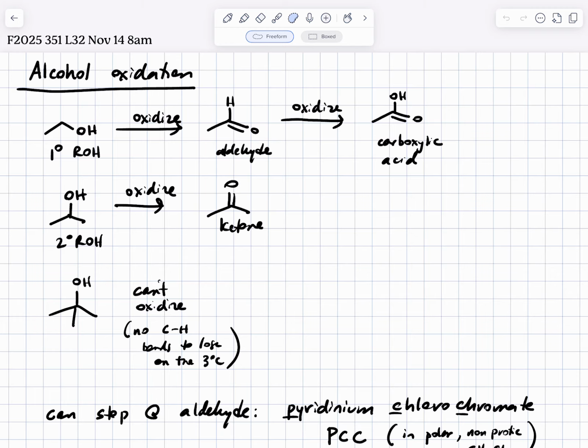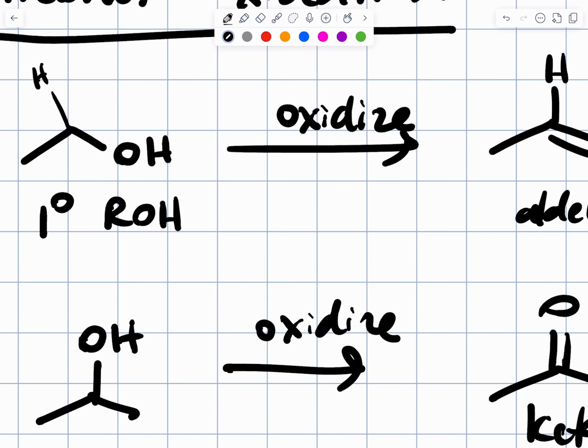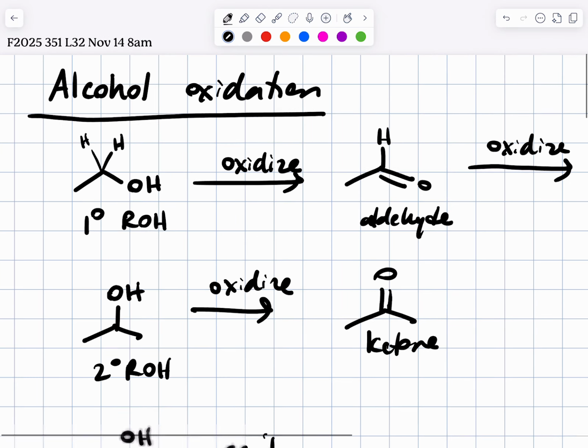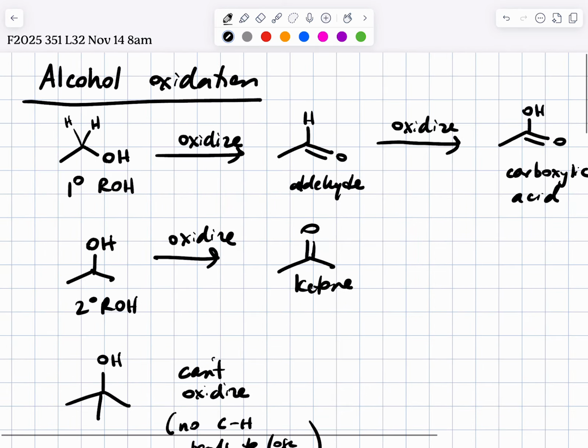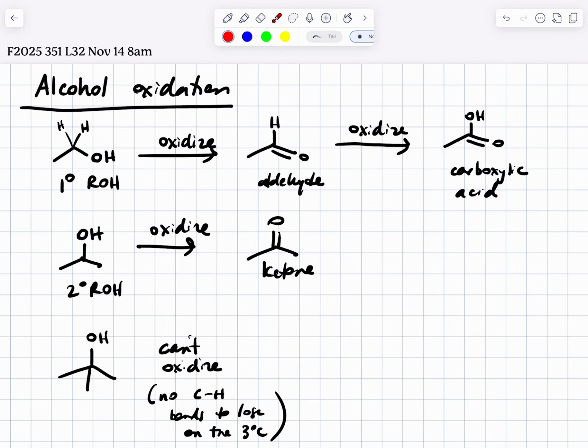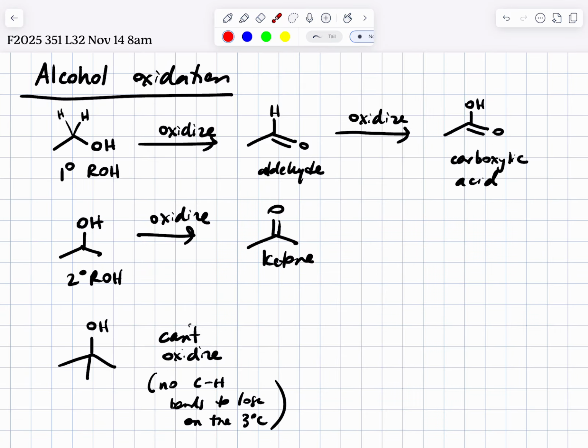So, as I talked about last time, you've got primary, secondary, and tertiary alcohols. And the ability to be oxidized really depends on how many protons there are on the carbon that also has the oxygen. So you'll notice that a primary alcohol has two hydrogens on this carbon that's attached to an OH group. So it can be oxidized to an aldehyde. The aldehyde still has one proton, so it can be oxidized further to the carboxylic acid.